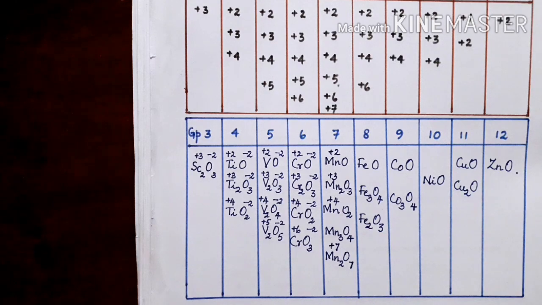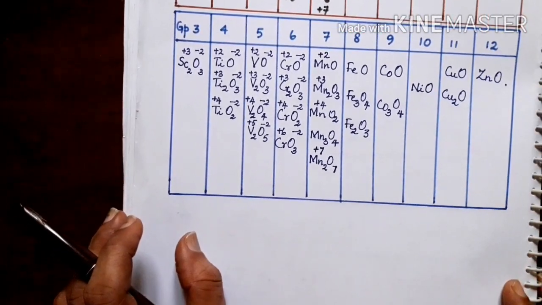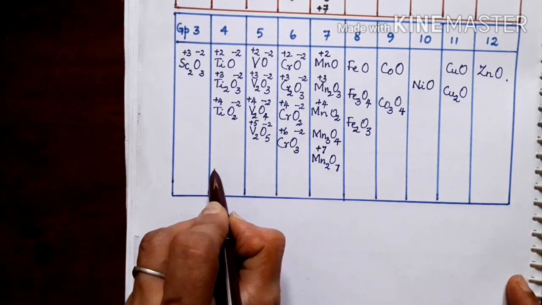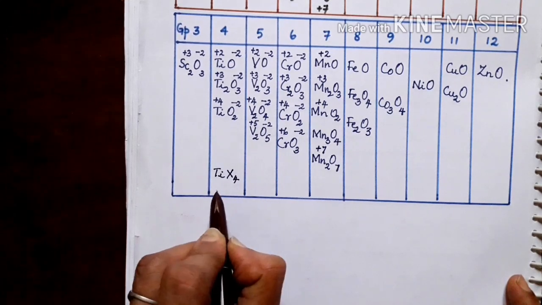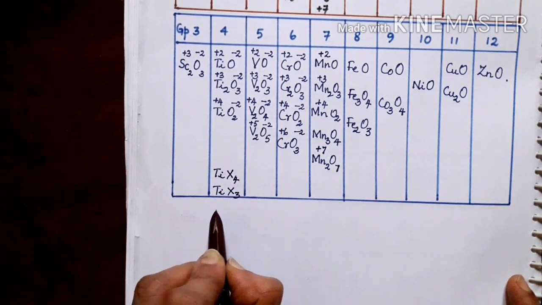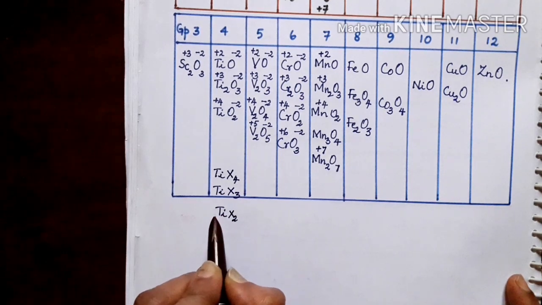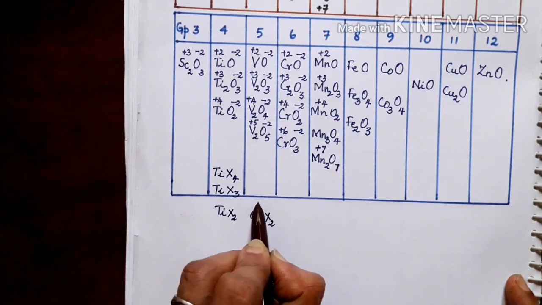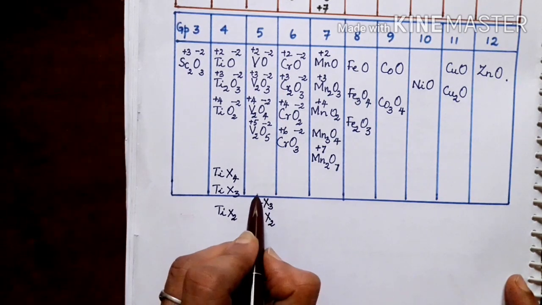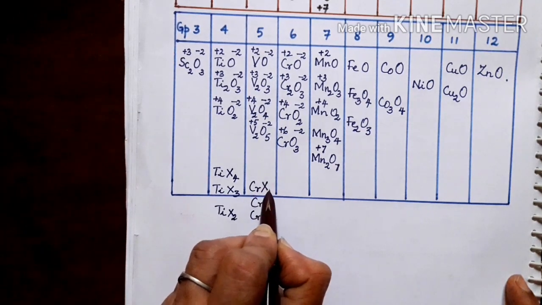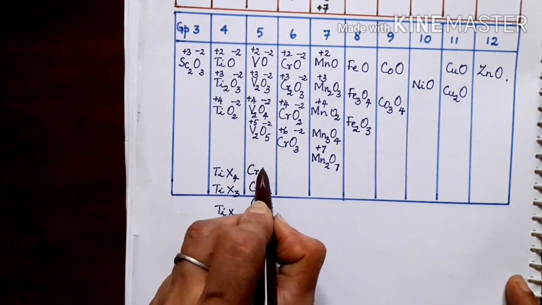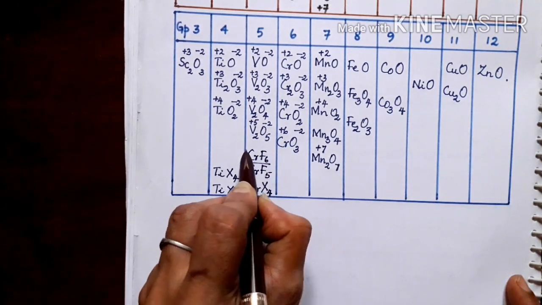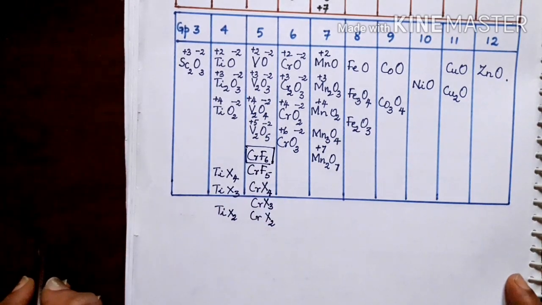Coming to the halides, you find a variety of halides are formed, starting from titanium. Titanium can form TiX4, TiX3 and TiX2. Coming to chromium, you find that chromium can form CrX2, CrX3. It can also form CrX4. In addition to that, it can form CrF5 and CrF6. This is the highest halide that is formed from chromium.